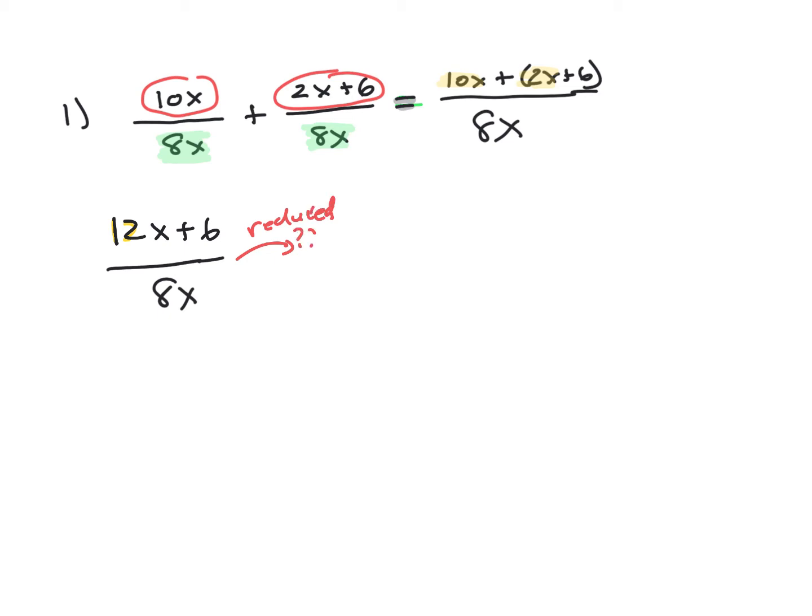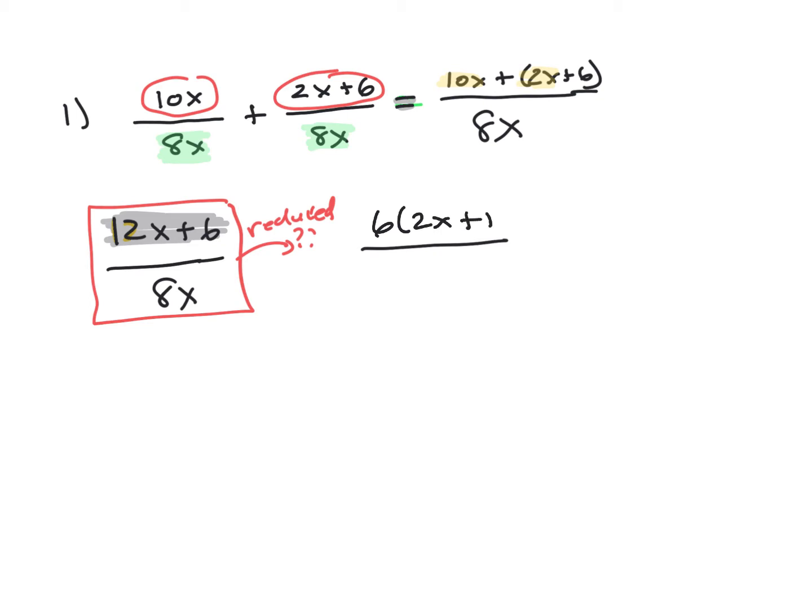So remember, to simplify a fraction is what we first started with in this chapter. So in order to reduce a fraction, you have to factor first. So we have to factor the numerator if it's possible to factor. And 6 is factorable out of that binomial. And that leaves me 2x plus 1. Double check that. Yep, that's good. And 8x is a monomial.